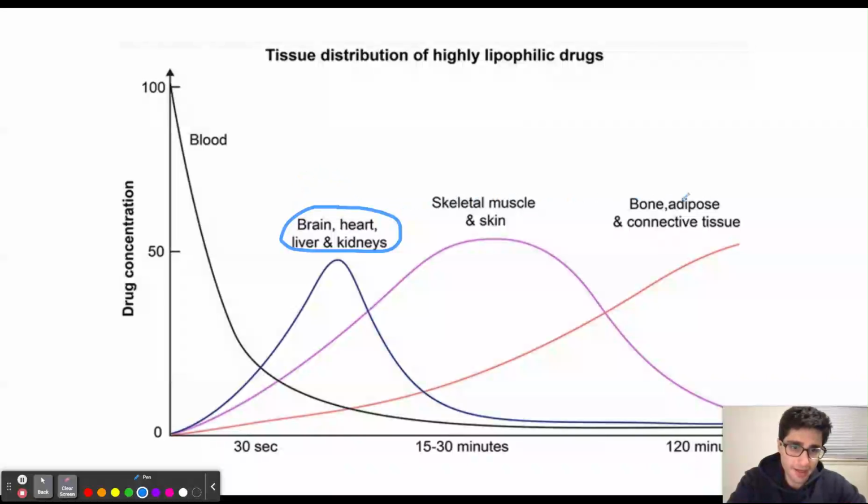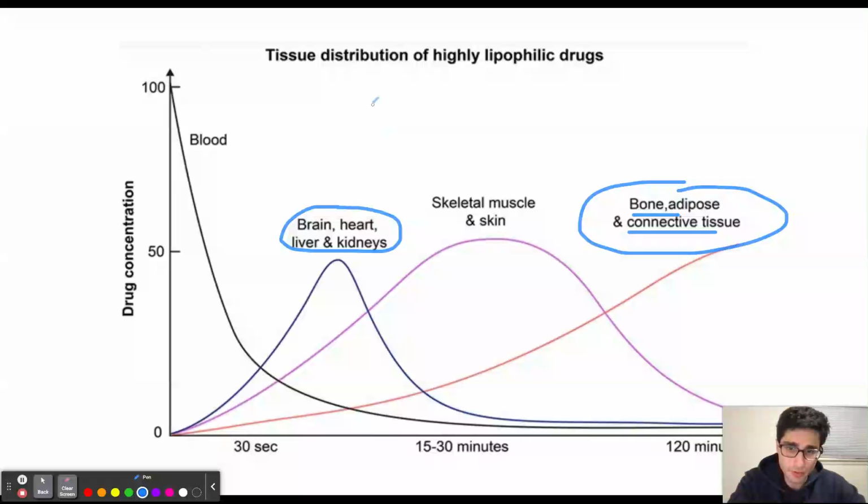But then over time, because the bone, adipose, and the connective tissues are a much bigger sink within the body, we're going to have more accumulation of that drug over time. So as time passes, we're going to have more of that drug within the bones, adipose tissue, and the connective tissue than the brain, the heart, and the liver, and the kidneys.